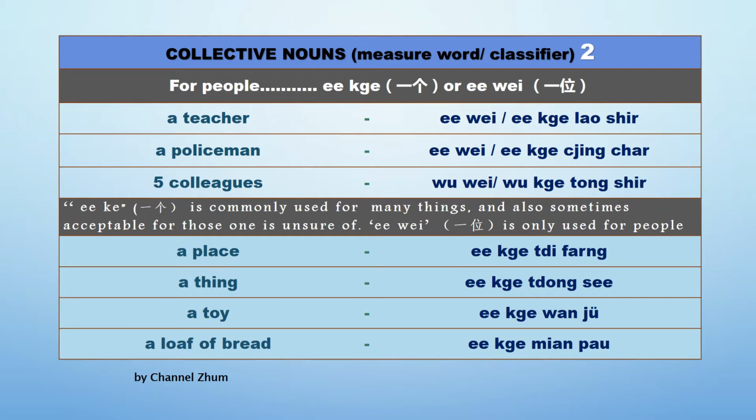A place, 一个地方. A thing, 一个东西. A toy, 一个玩具. A loaf of bread, 一个面包.